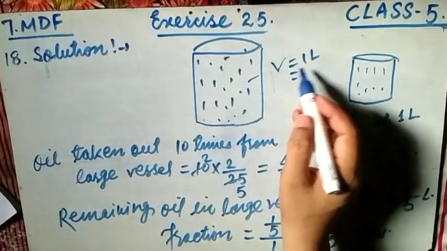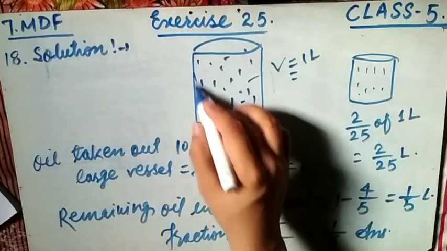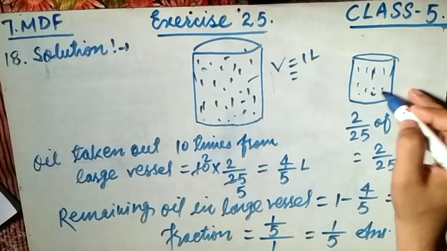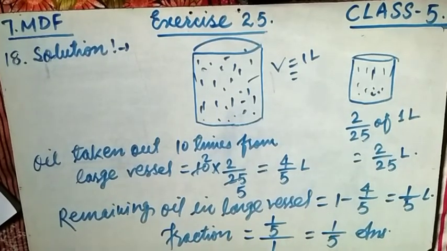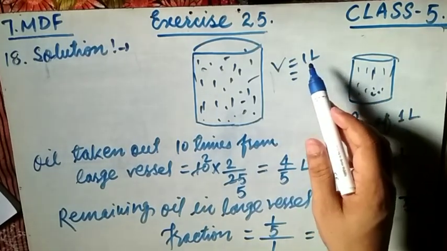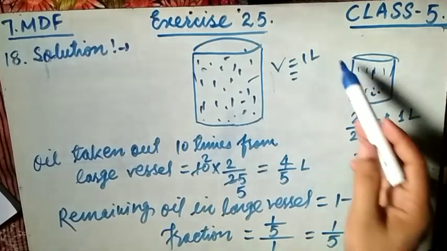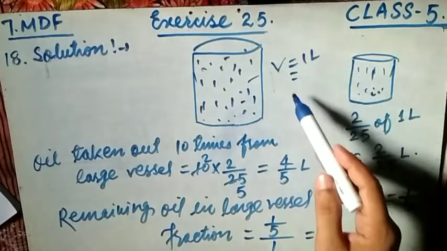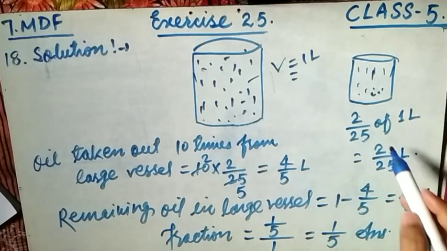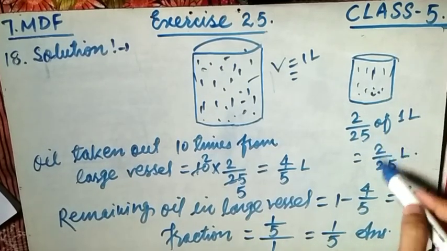Okay, suppose this vessel contains 1 liter of oil. Now this is the smaller vessel. A smaller vessel can contain 2 by 25 of the amount of the oil contained in the large vessel. That means whatever oil the large vessel contains, the smaller one holds 2 by 25 of it, so we can write 2 by 25 of 1 liter. That means 2 by 25 multiplied by 1, this is 2 by 25 liter.